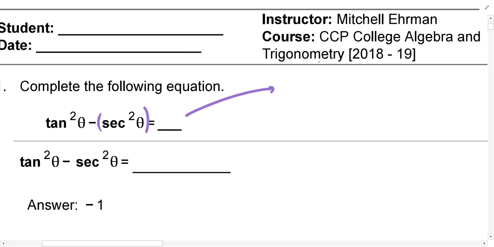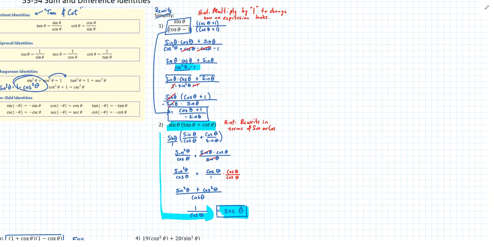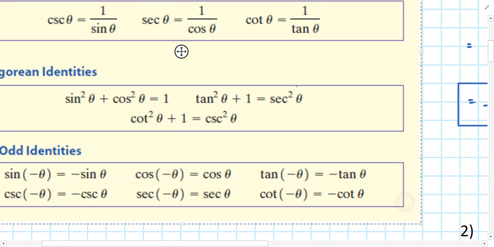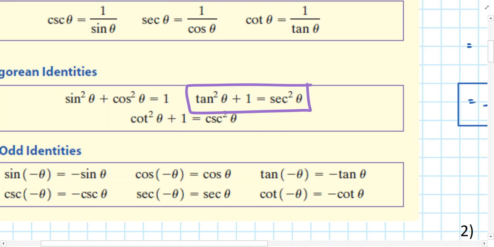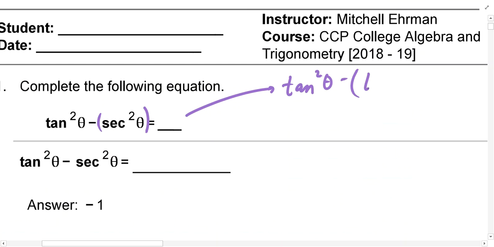So I'm going to jump out over here and rewrite this as tangent squared minus, and then again, secant squared, if you don't have it memorized, go back and look at your charts. Whoops. Keep selecting the wrong page here. There we go. Secant squared is the same as tangent squared plus 1. So the secant squared on our work today is going to be changed to tangent squared plus 1.